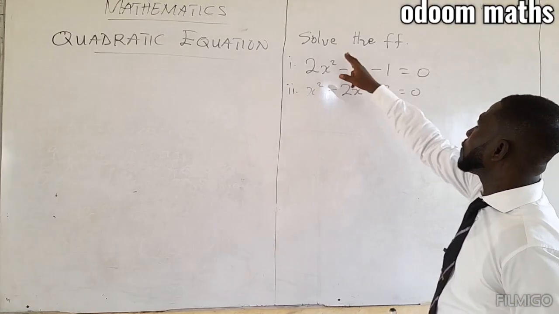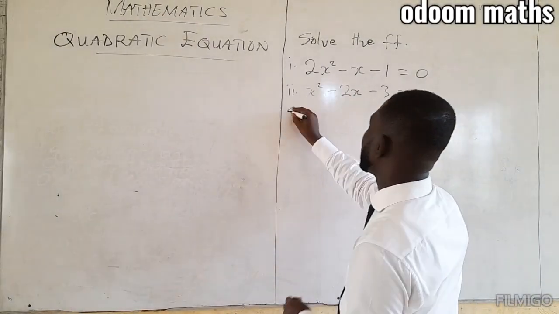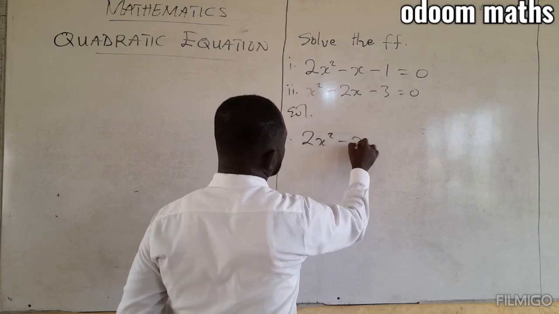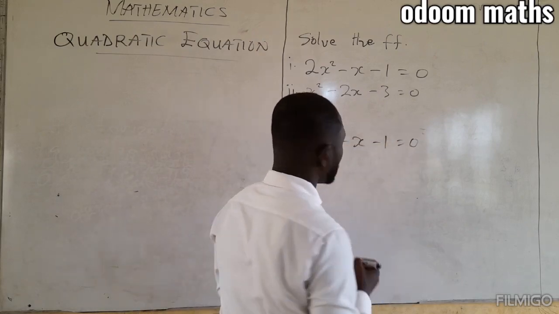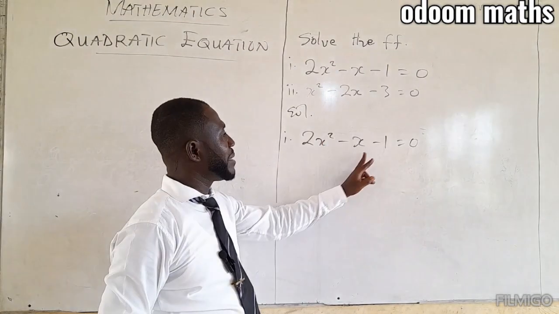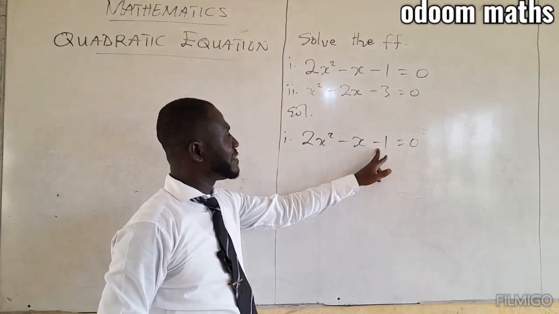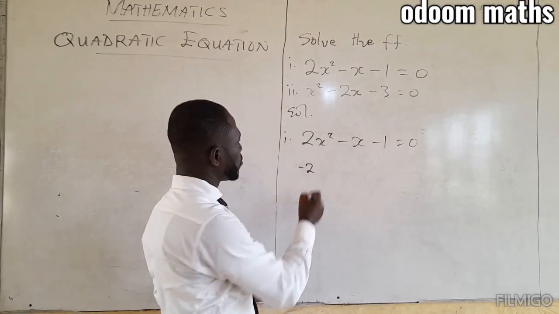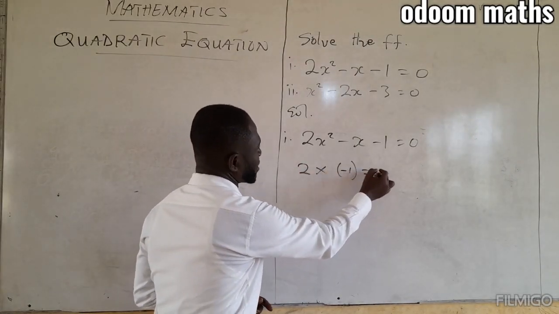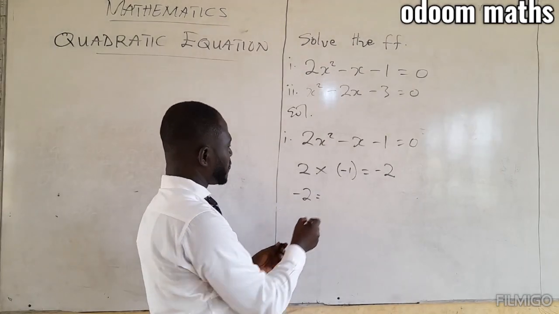Now, let's look at these two examples. Solve the following. The first one is 2x squared minus x minus 1 equals 0. Like I said earlier, you take the coefficient of x squared and multiply by the constant. The coefficient of x squared here is 2. So 2 times negative 1 is negative 2. So we find the factors of negative 2.